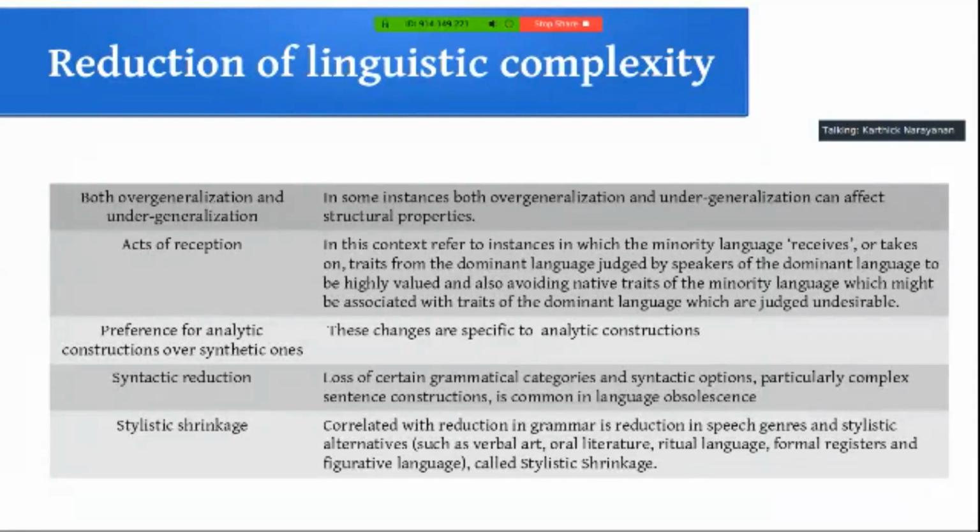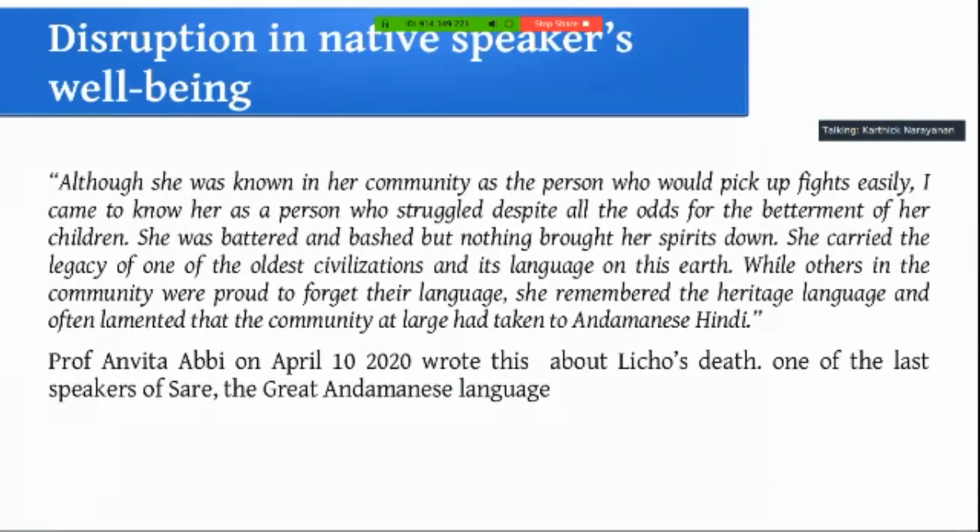So just one more slide, I'll hurry through it. Another thing that we don't often talk about is the native speakers' well-being. This quote is one that I recently took from Professor Anvita Abbi's Facebook post. It is about the death of a last speaker that she shares, and she tells you that the last speaker struggled a lot despite all odds, battered and bashed. You can see those words again, battered and bashed, and often lamented. This description tells you that the last speaker was in a lot of pain while she was interacting with Professor Anvita Abbi.